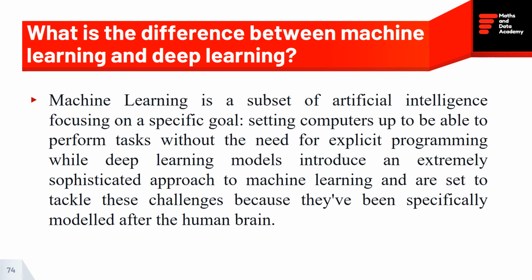Machine learning is a subset of artificial intelligence focusing on a specific goal, setting computers up to be able to perform tasks without the need for explicit programming, while deep learning models introduce an extremely sophisticated approach to machine learning and are set to tackle these challenges because they've been specifically modeled after the human brain.